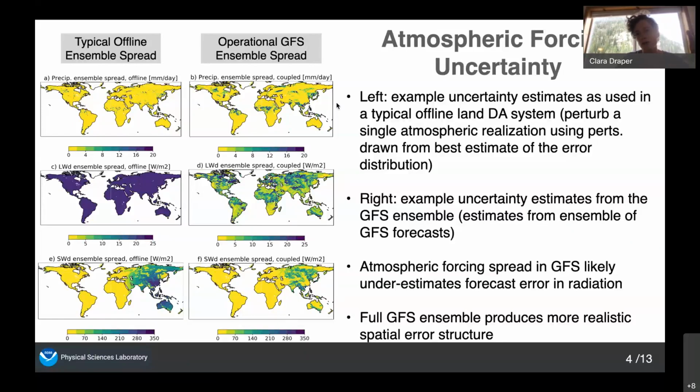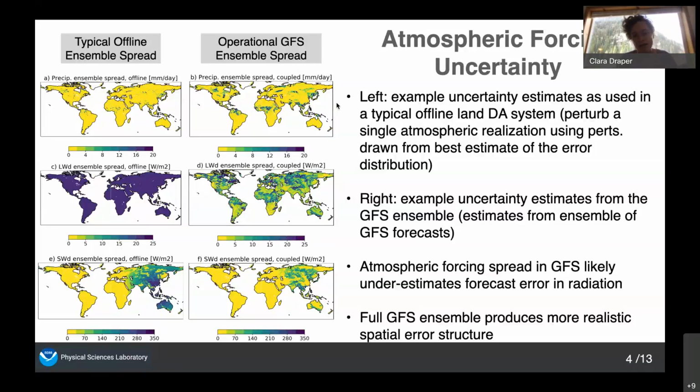For precipitation and short wave, given that they're both frequently zero, when we apply the perturbations in the offline system, we do it multiplicatively. For long wave, it's done additively, hence you see that uniform distribution across the globe. Looking at these, two things stand out. The first is that the spatial patterns for the GFS appear to be more realistic or more sensible. For precipitation, you've got a much larger area of non-negligible spread, and that's because this is an ensemble calculated from different atmospheric realizations, so it's able to account for uncertainty in the location of precipitation, which can't be done in that offline system where you're just randomly perturbing a single realization.